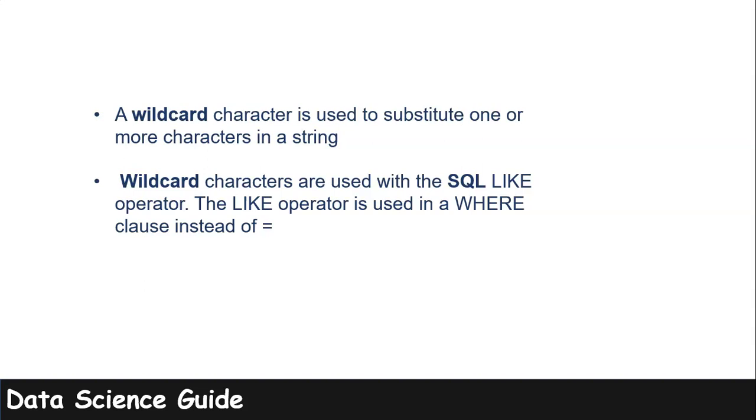Let's say that you cannot remember a value in a column. For example, you cannot remember how a certain city name is spelled. You just know the first or second letters of the city name. So instead of using equal, you can use LIKE, and after that you can type only the letters that you remember in the name of that city.